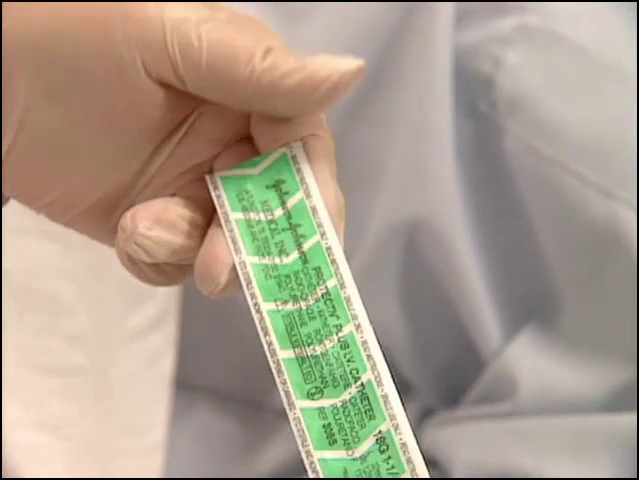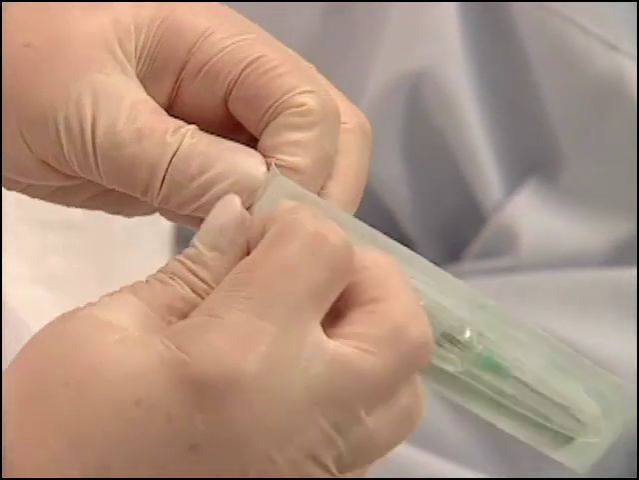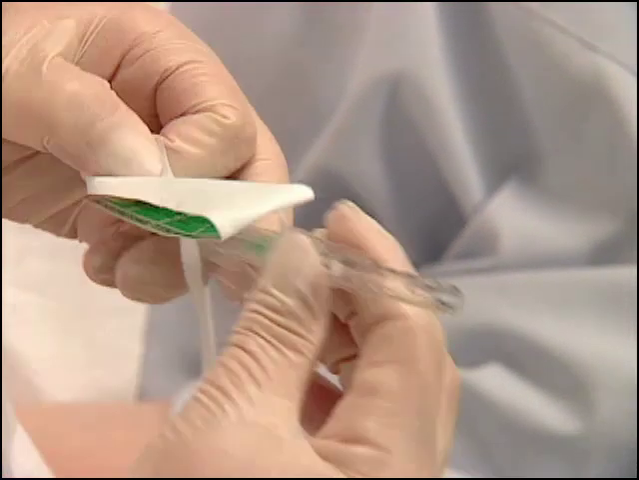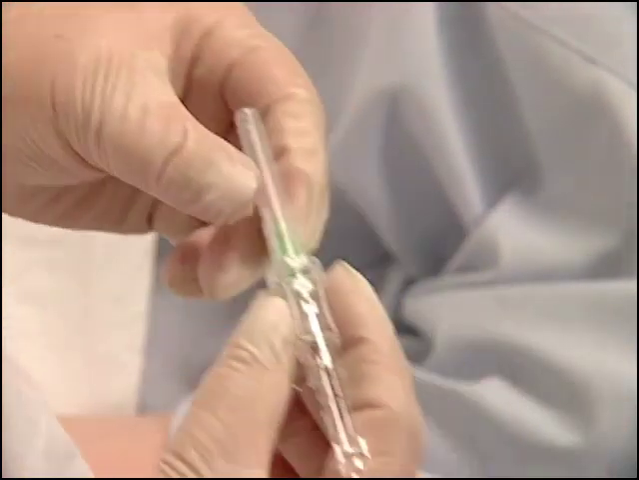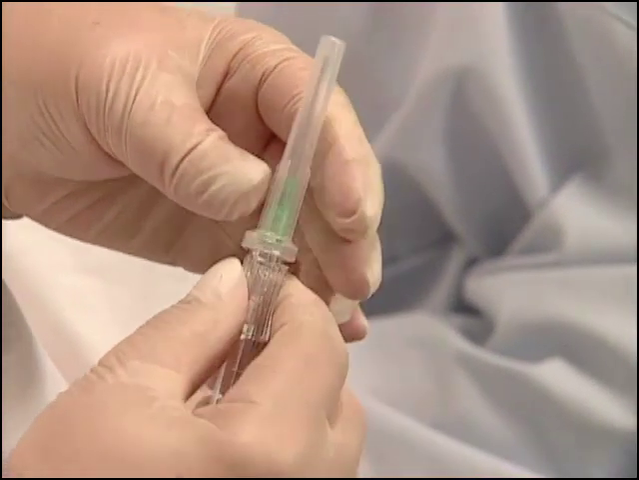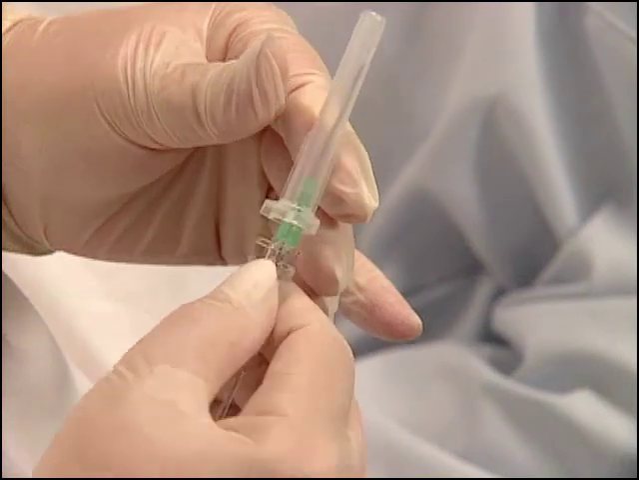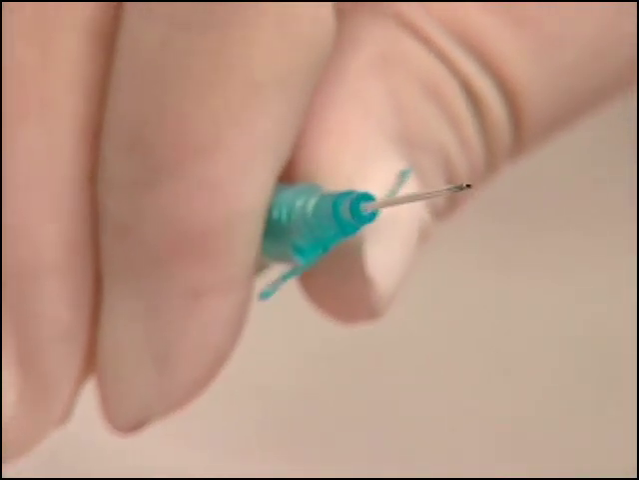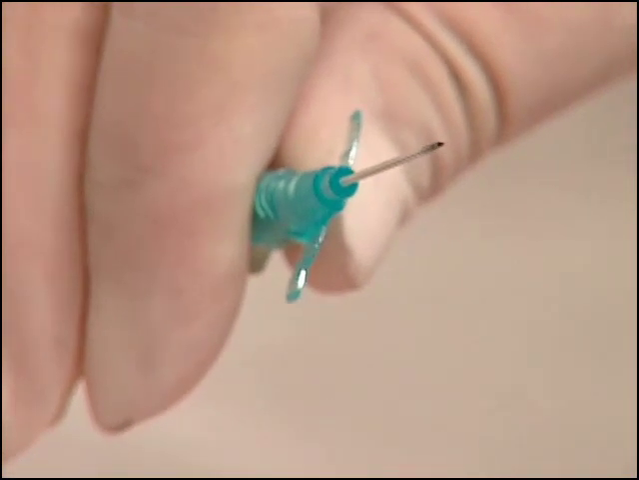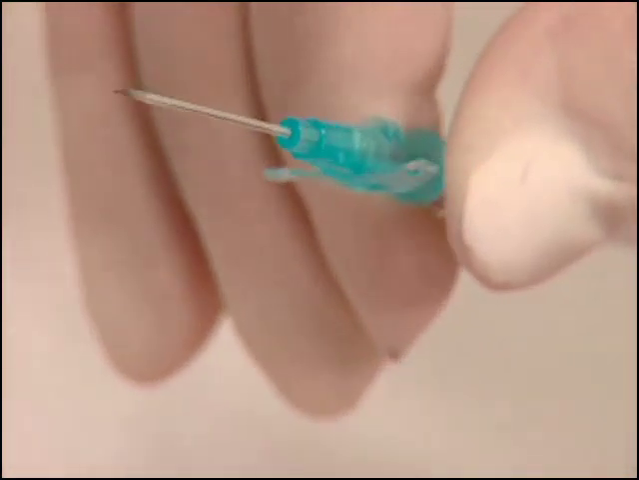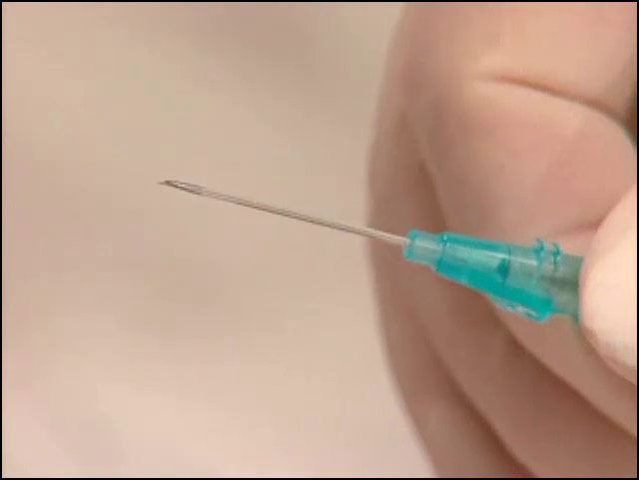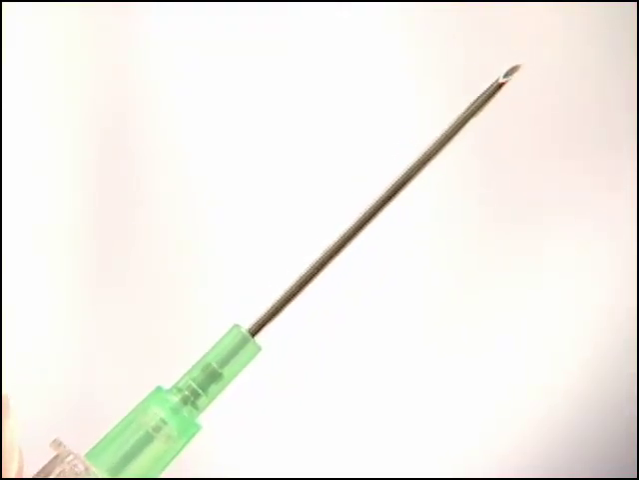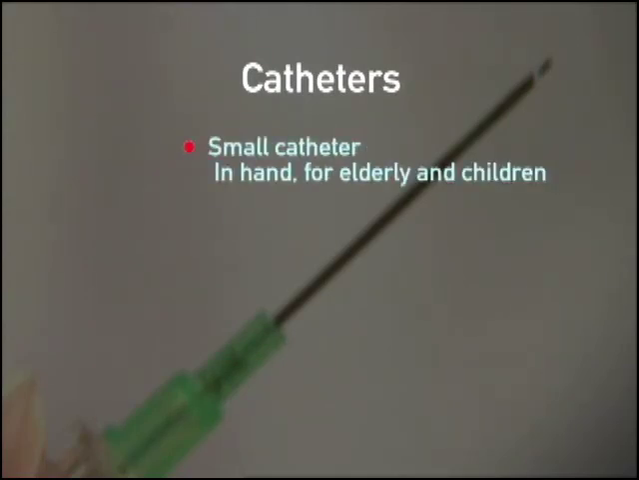Catheters range in size from small, 24 gauge, to large, 14 gauge. Base your catheter selection on the patient's condition and size, and the insertion site chosen. The smaller catheters, 22 and 24 gauge, are often used in the hand or for the elderly and children. The mid-size ones, 18 and 20 gauge, are used in the forearm and for patients who are going to surgery or receiving medication.